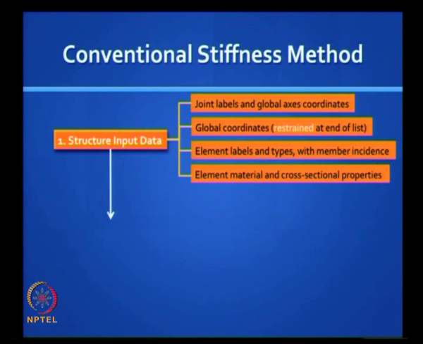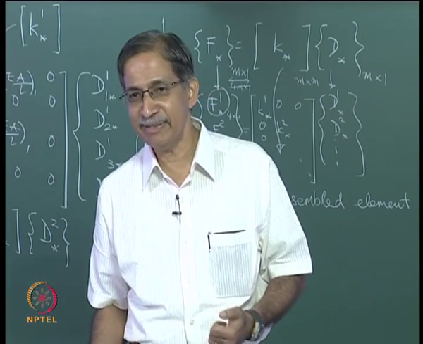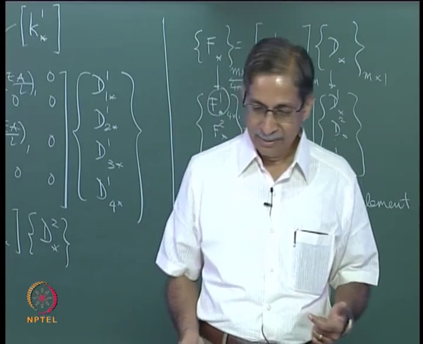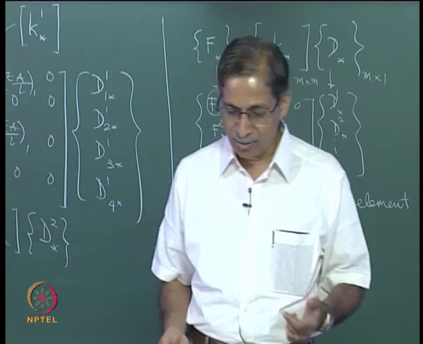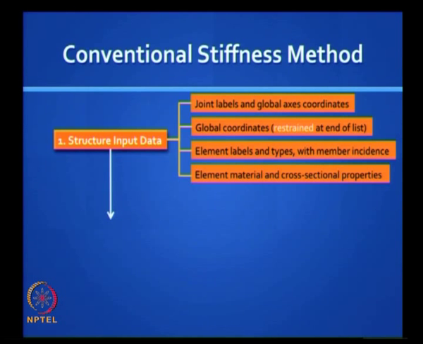So let me sum up, because we are just showing the big framework, we are not solving any problems. What do you do in the stiffness method? Well, your first job is to make sure that the computer is able to deal with the same structure that you have in mind. So you have to give information regarding the joint labels, the global axis coordinates, identify the active and the restraint degrees of freedom, put them at the end of the list, give them labels and identify the incidence, which is your start node, which is your end node, and give the element material and cross sectional properties. In fact, if you take any software, that's the first thing you need to do.